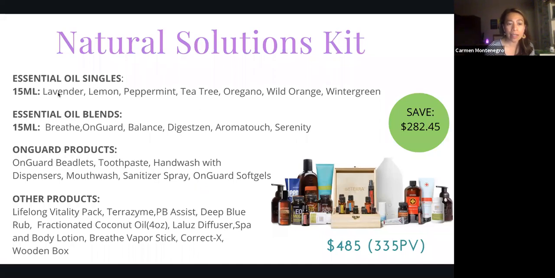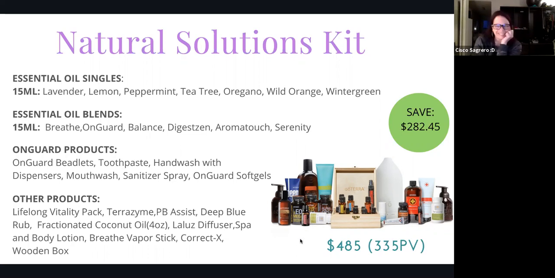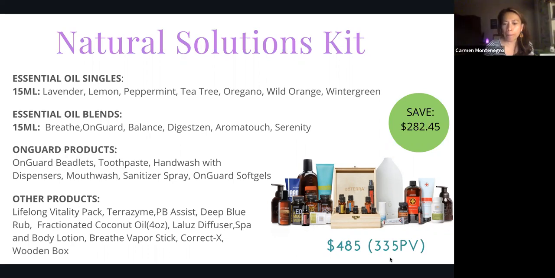You can see the singles. They already have these top 3 oils here: lavender, lemon, and peppermint. Tea tree, oregano, which is very good for infection. They have a picture of it so I can look at it more later. Yeah. So the kit is about 485, and then you save 282. If you buy individually, it's actually more than this price. So this is actually your savings.